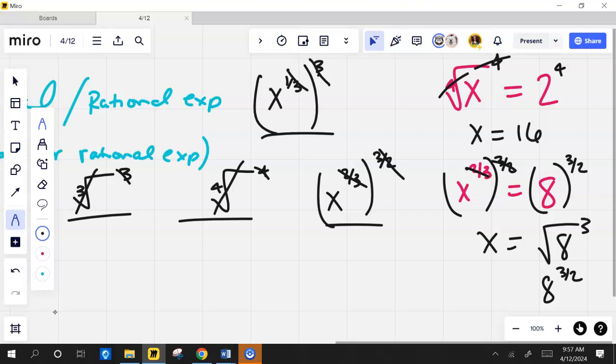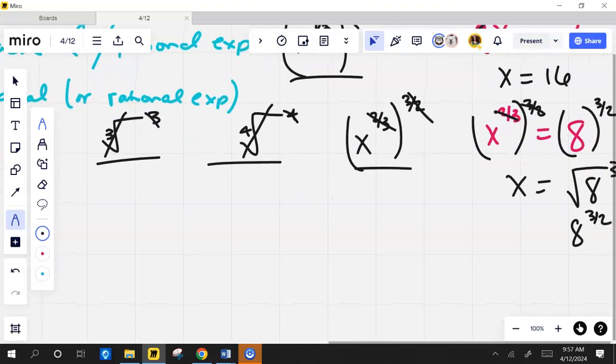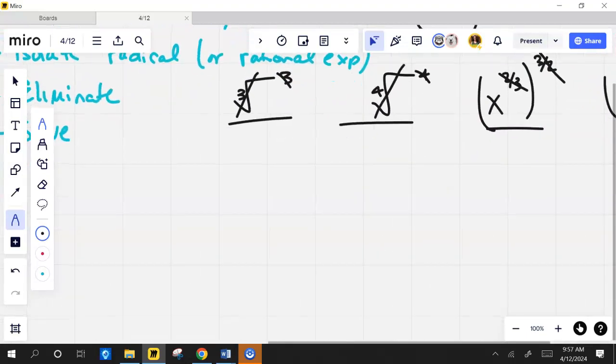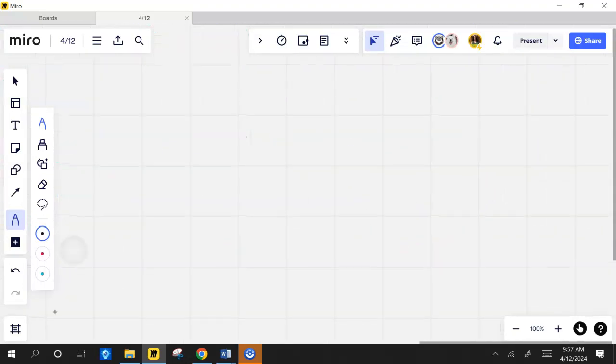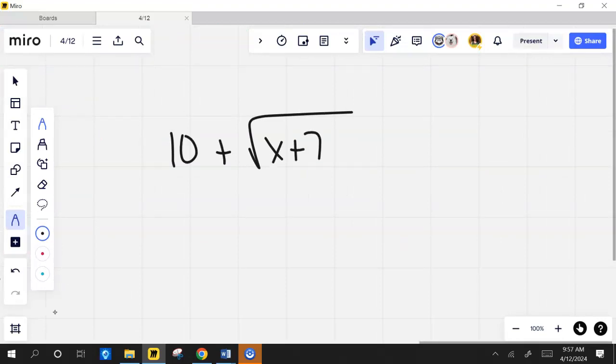All right, so let's do some examples that have more than just this so I can show you what I'm talking about isolating. Let's say I have, and I said solve for x. Tell me what I can do.